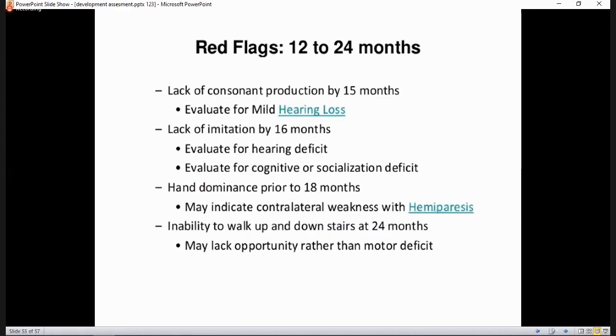Red flag signs at 12 to 14 months: lack of consonant production by 15 months means you have to evaluate for hearing loss. Loss of imitation by 16 months, evaluate for hearing deficit and for cognitive and social deficits. Hand dominance prior to 18 months, as I already told you, may indicate a contralateral weakness, maybe due to hemiparesis. And if the patient is unable to walk up and down stairs at the age of 12 months, it may be lack of appropriate opportunity rather than a motor deficit.